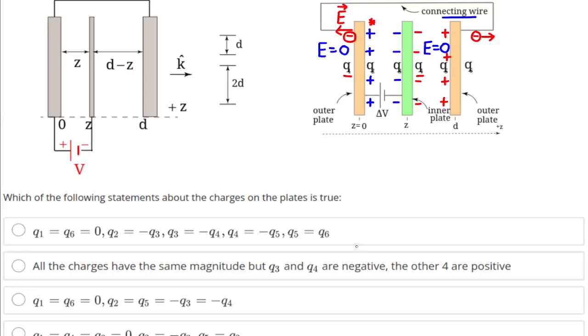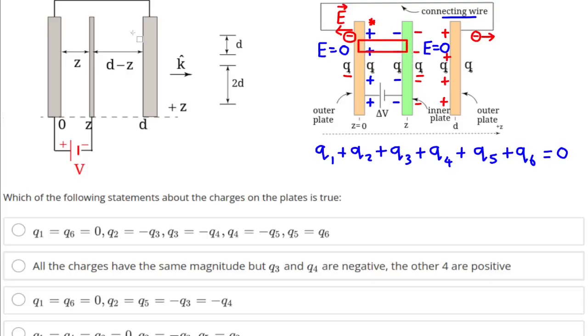So all this charge from Q1 to Q6, so we have Q1 plus Q2 plus Q3 plus Q4 plus Q5 plus Q6, so all this excess charge, Q1 to Q6, is equal to 0, because the system was initially neutral, and the battery is just rearranging charge in the current system. So when the 2 outer plates are at the same potential, the electric field through the wire is 0, and we have electrostatic conditions.